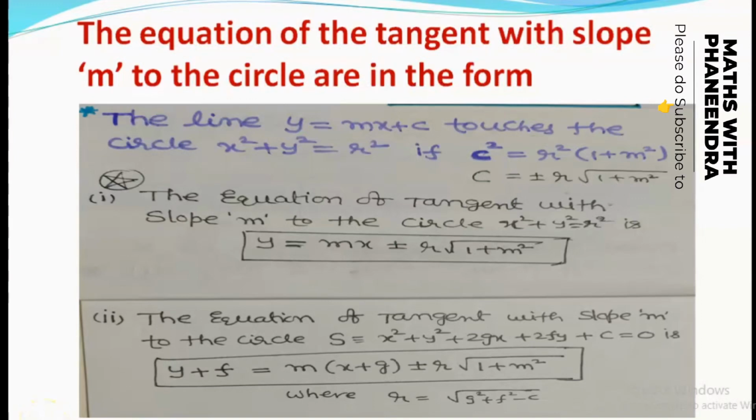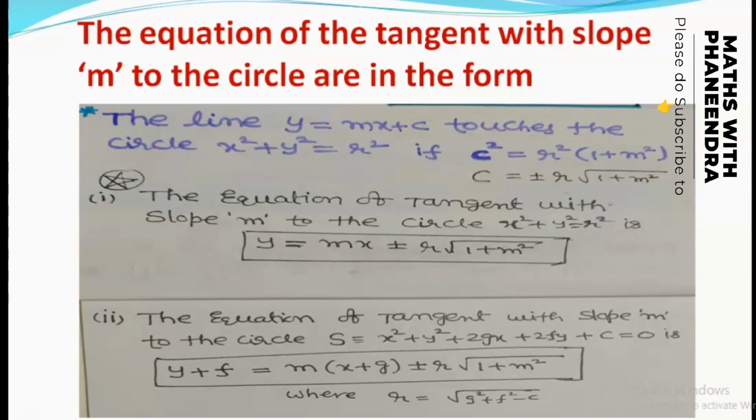Good morning, students. Now in this class we are going to discuss the equation of tangent with slope m to the circle in the different forms. In previous classes we discussed the condition for the line touching the circle. The condition for the line touching the circle is a very important thing.